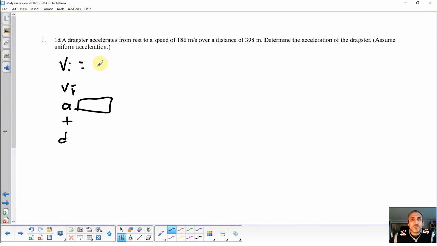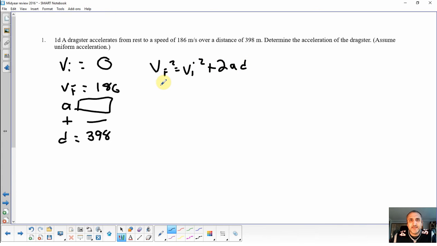So we're going to accelerate a dragster from rest, so the initial velocity will be 0 to a speed of 186 meters per second. So that's going to be our final velocity, and we've got to figure out what the acceleration is to make that happen. Over a course of 398 meters. So we give you 398 and no time, so I don't care about that. An equation that's got a VI, VF, and A and a D would be VF squared equals VI squared plus 2AD. Plug and chug, 186 squared equals 0 squared plus 2A, 398.